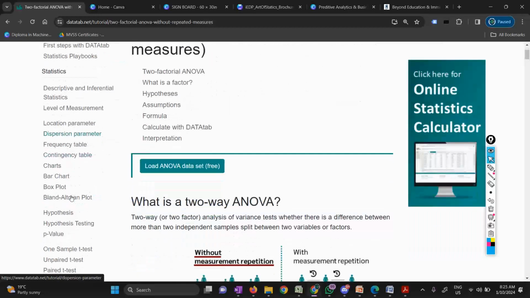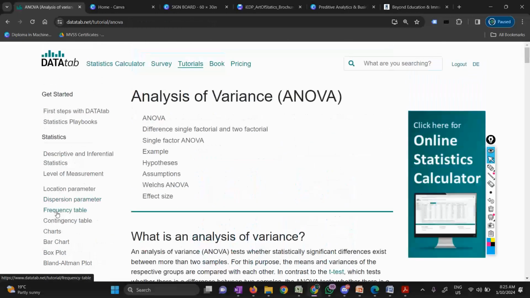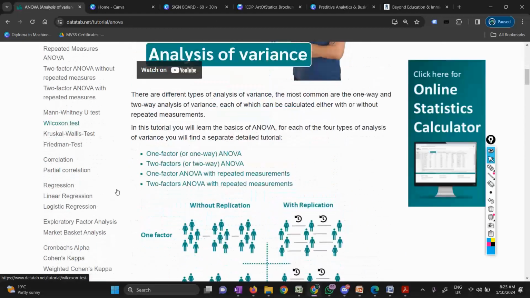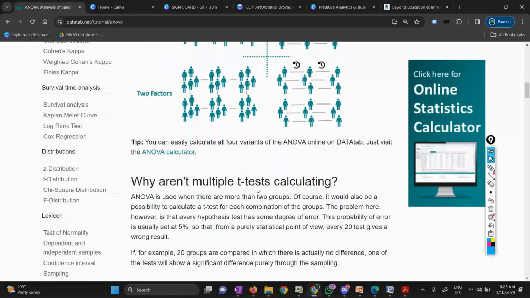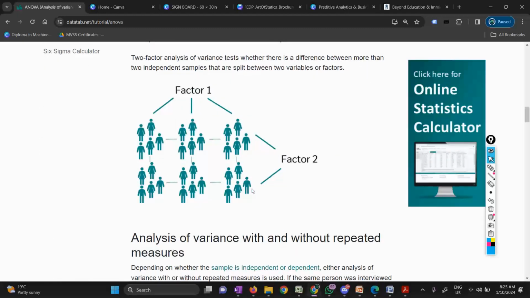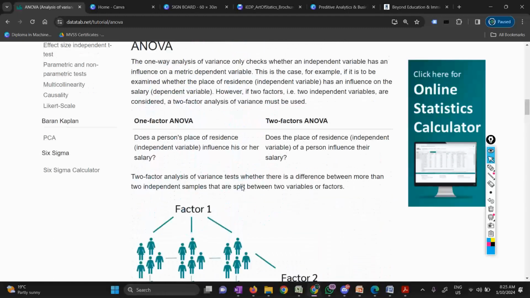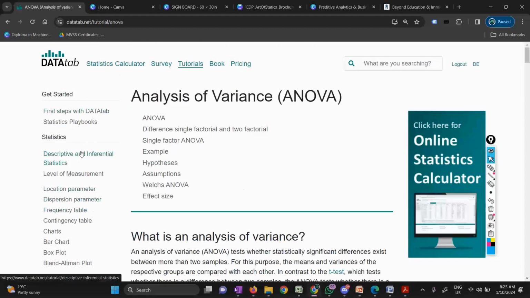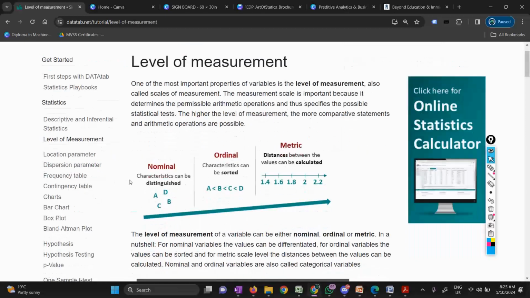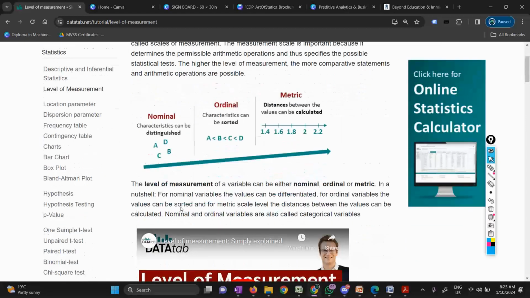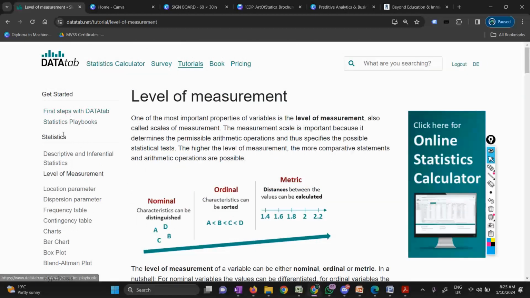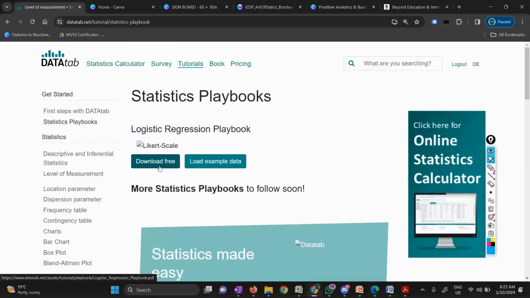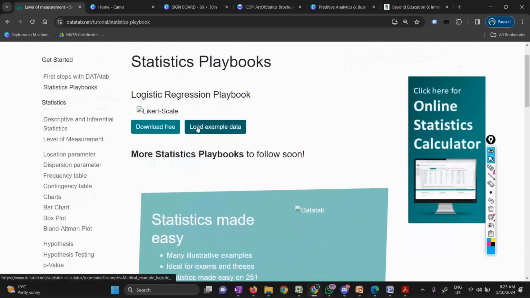as you start doing analysis of variance from ANOVA, what is analysis of variance? You keep looking, then one factor, two factor, one factor with repeated measures, two factor. What is the difference? You'll understand eventually, and then you'll understand the importance of that difference. In the same way, I would urge our Manjunath also to start gathering different levels of measurement, starting from the beginning. Statistics playbooks are always there, download free. Some playbooks are available to download, with some examples.